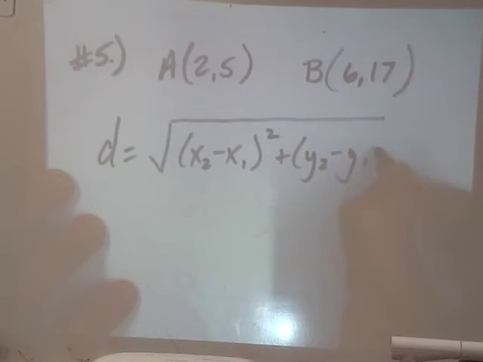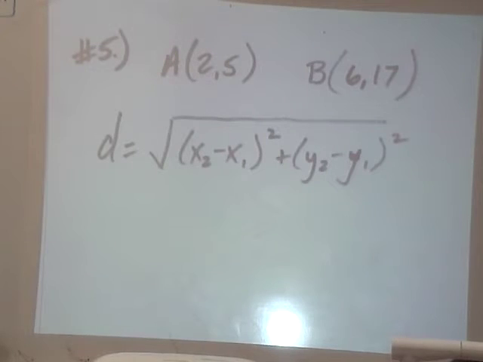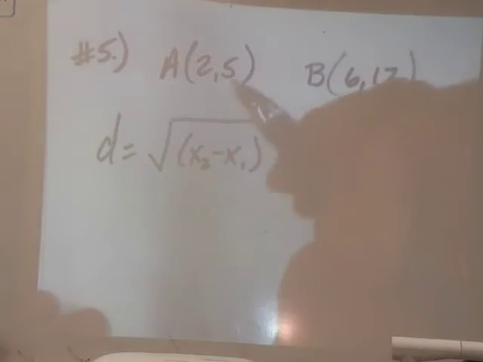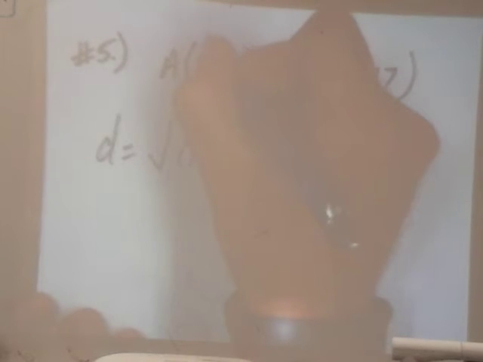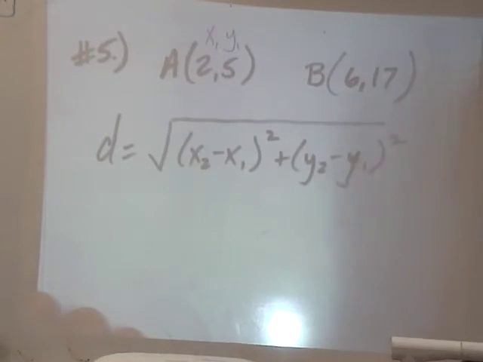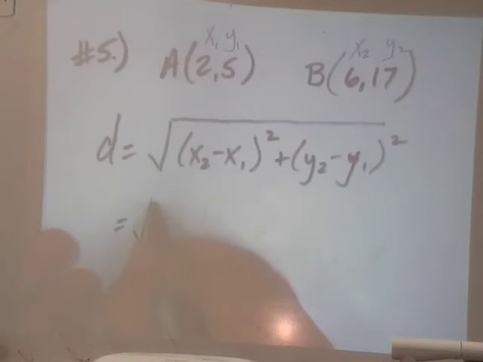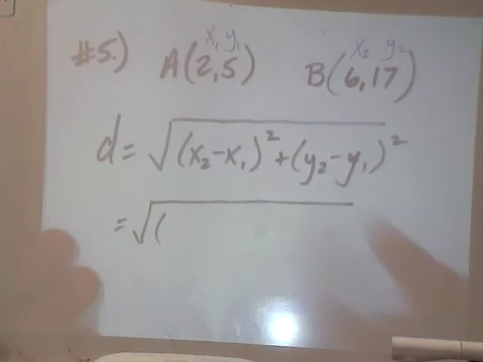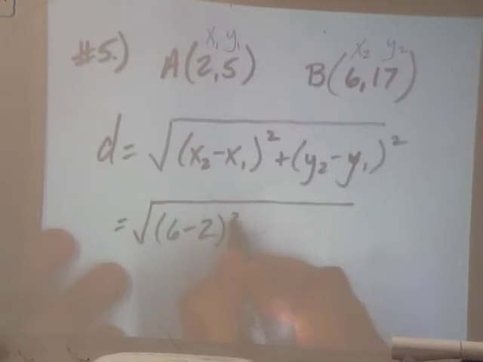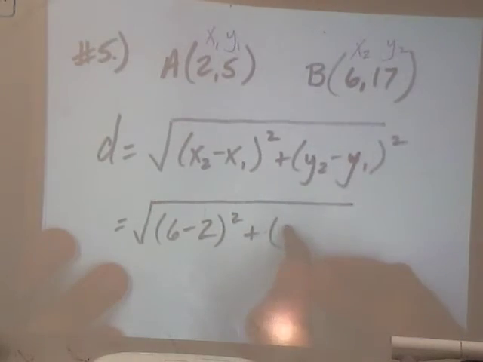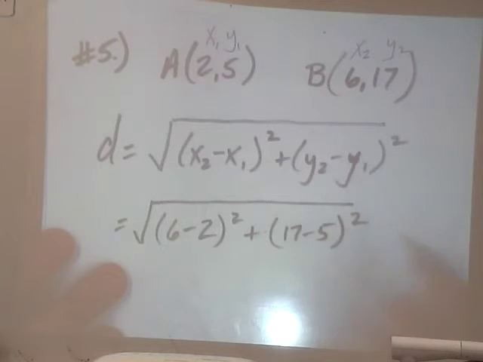If you tend to mess up on these, I would label your points. A is our first point they gave us, so I'm going to call that X1, Y1. B is the second point, so it gets the 2's. X2, Y2. And we'll plug it in. X2 is 6, X1 is 2, squared. 17 minus 5, squared.